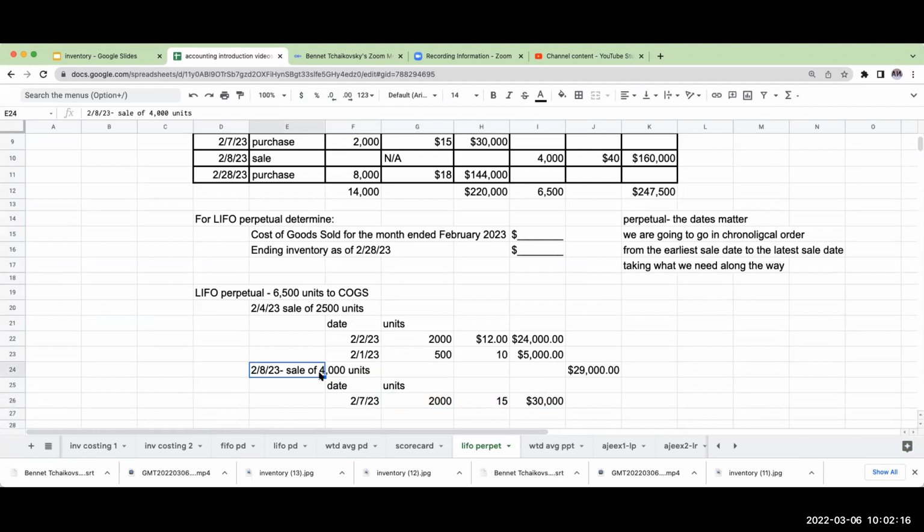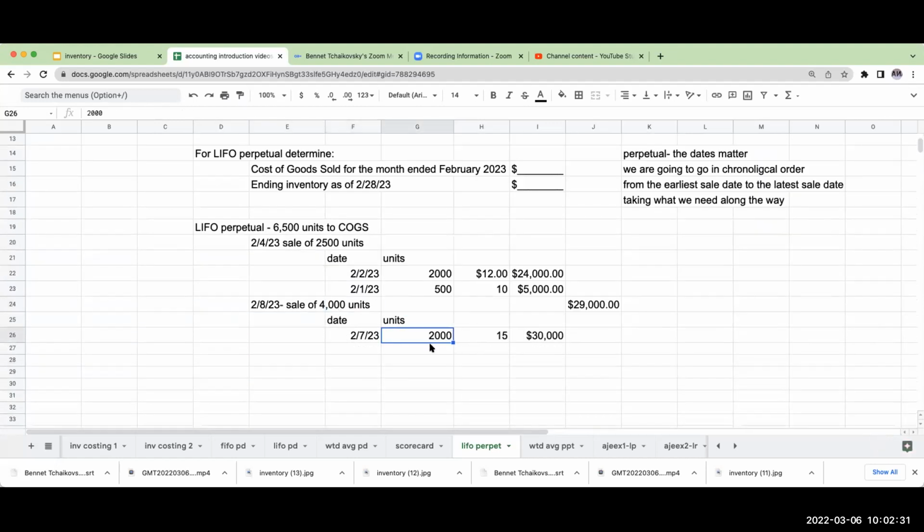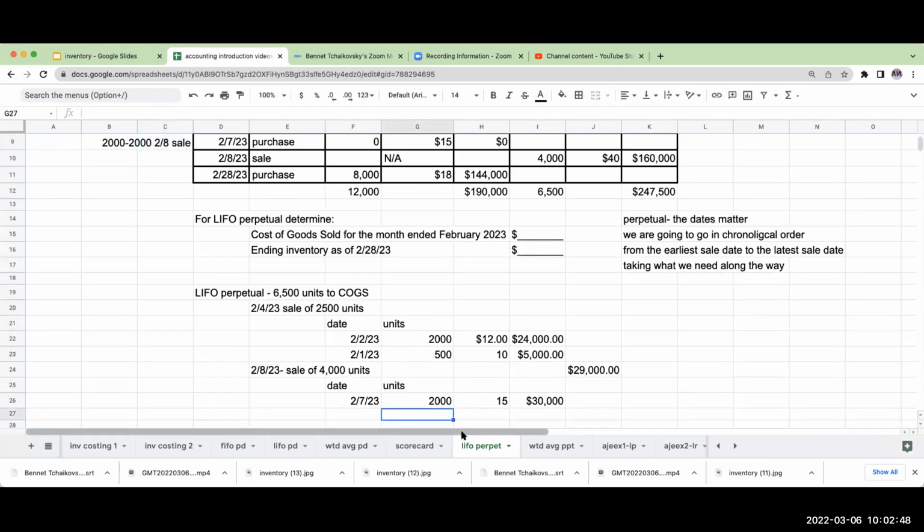No, I need to sell 4,000 units. So this is now going to be 0. I need 2,000 more units. I sold 4, I've got 2. I need another 2,000. But up here on February 5th, there's only 1,500. So I'm just going to take 1,500 from that, basically from this 2/8 sale. So this is going to be 1,500 from 2/5.